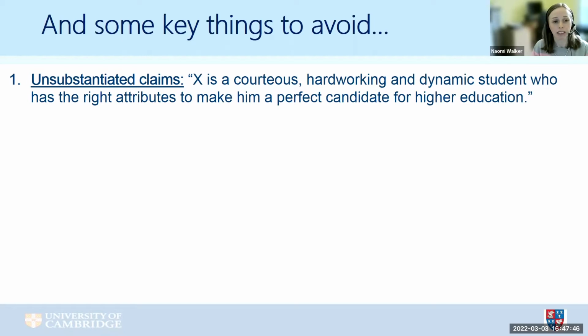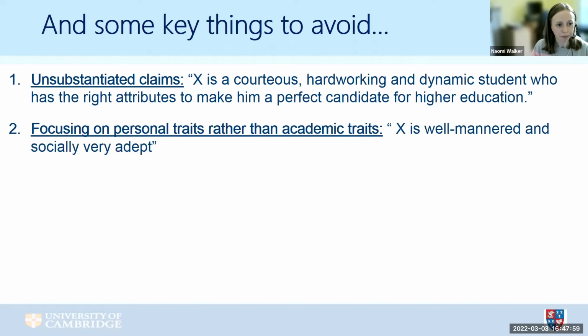This is a sort of statement that might be fine as an opening statement or a closing statement of a reference, but I would need to see all of that substantiated somewhere within the reference in terms of hard evidence. Focusing on personal traits rather than academic traits. So, X is well-mannered and socially very adept. Lovely, but doesn't really tell us anything about them as an academic.